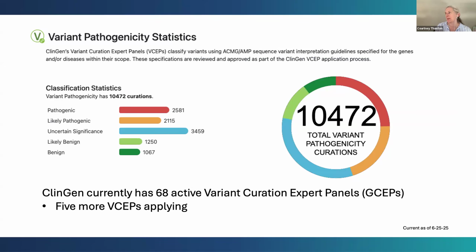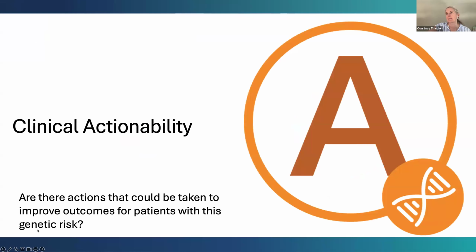So far, and again, this was current as of last night, we have gone through almost 11,000 variant pathogenicity curations. We have 68 active variant curation expert panels. Oh, sorry, this is supposed to be a VCEP down here. We have 5 more applying, but I would say across the 68, maybe 28 of them are at this step 4 process. So we do have some that are still working through the process, and we plan to continue to increase the number of variant curations that we have across multiple genes.